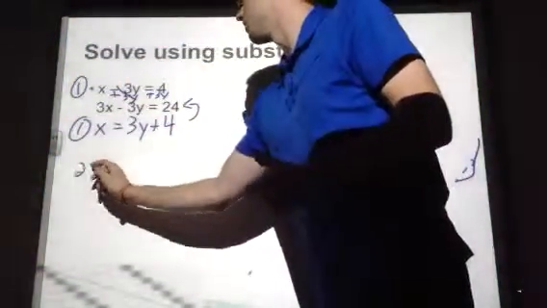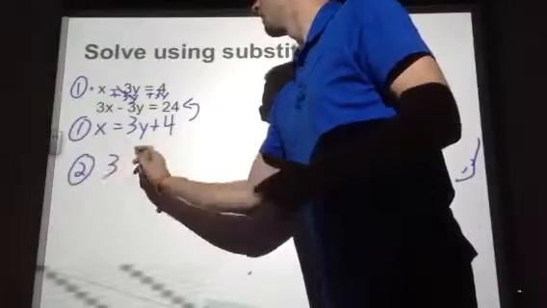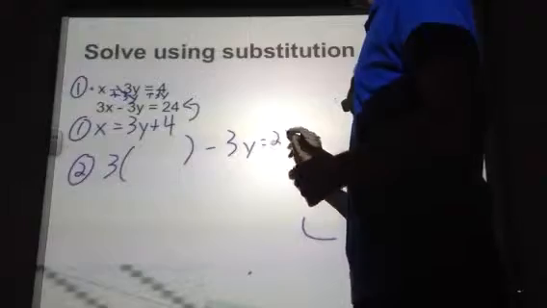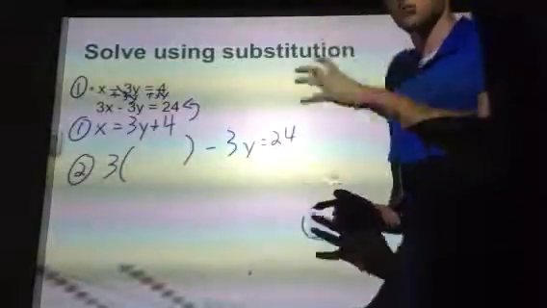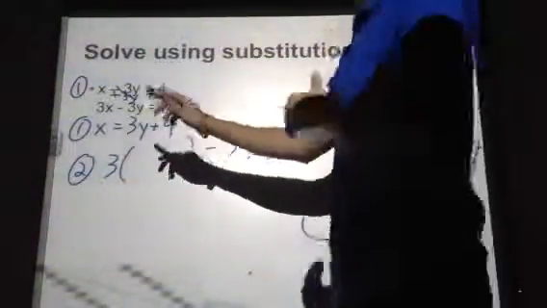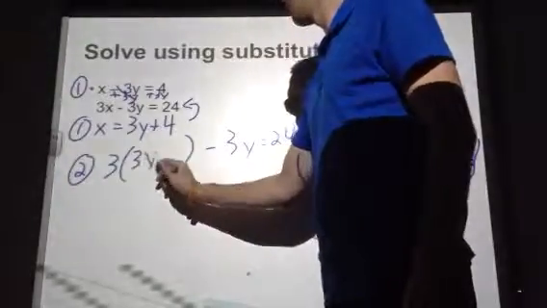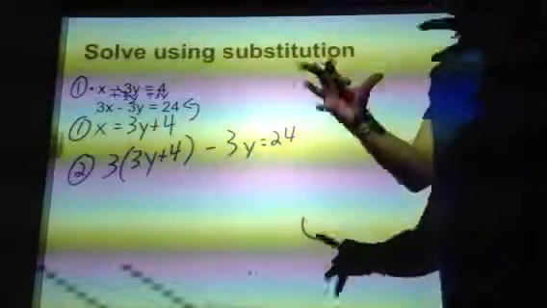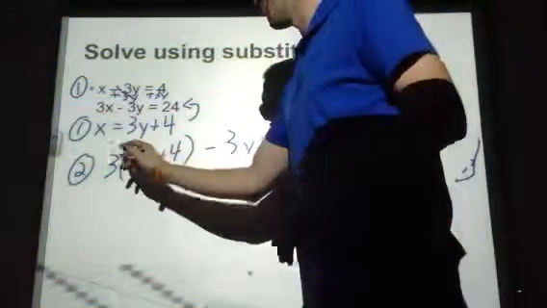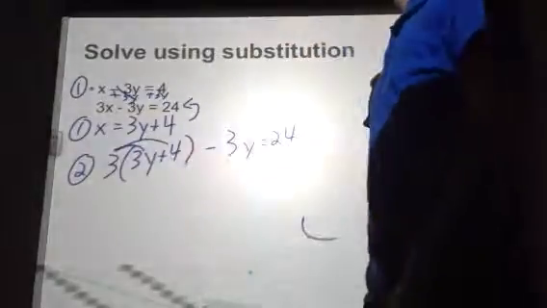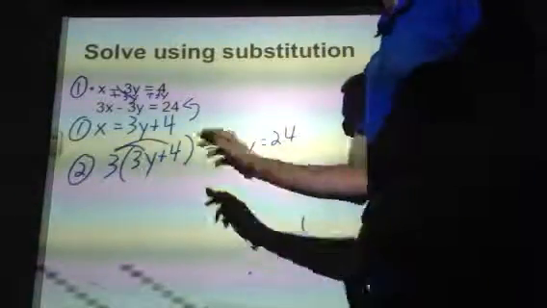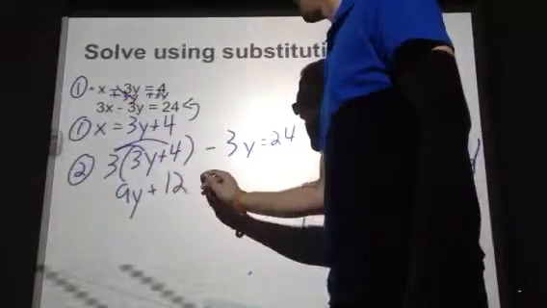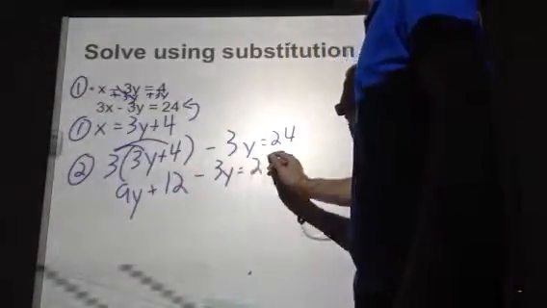Okay? So step 2, substitute that into the second equation. So equation 2, we know what x is. x is the same thing as 3y plus 4, so we can substitute that in for x in our second equation. Okay? Make sure we have those parentheses, because now we're going to solve for y, solve for that other variable. So now we're going to have to distribute. 3 times 3y is going to be 9y. 3 times 4 is going to be 12. So 9y plus 12 minus 3y equals 24.